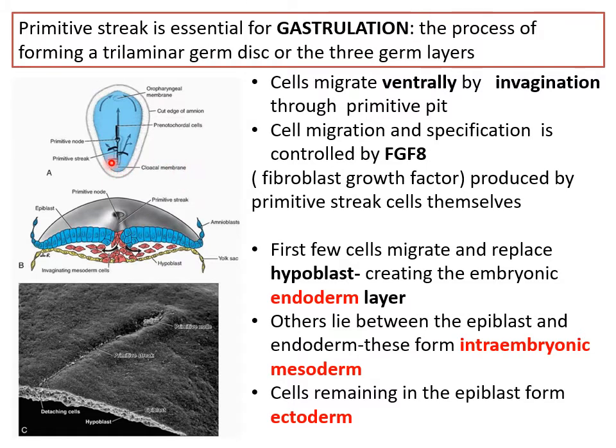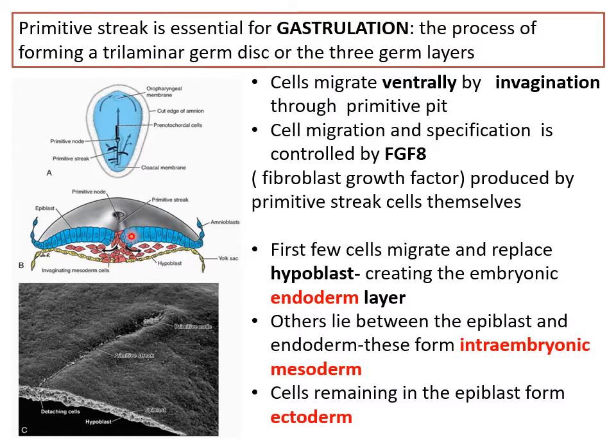Again in the upper picture, you can see the germ disk, and the arrows in the blue picture above indicate that the midline structure is the primitive streak, and cells from this primitive streak will start going inside the primitive pit. They are actually going through the primitive pit and groove, and which cells? Cells from the epiblast. They keep multiplying, and they will enter this primitive pit and groove and come down below the epiblast.